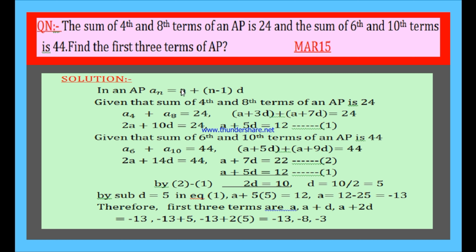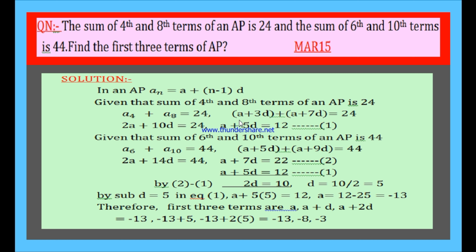Now a4 means a plus 4 minus 1 into d. What is 4 minus 1? 4 minus 1 is 3. Therefore a plus 3d is the fourth term. And the eighth term means a plus 8 minus 1, which is 7d. So a plus 7d. The sum is 24.